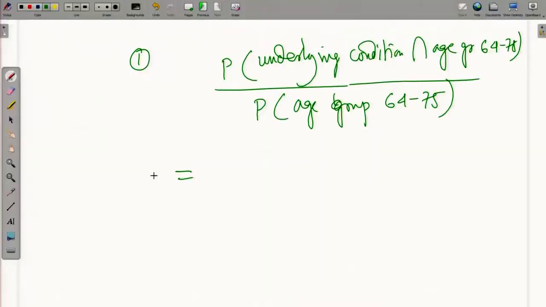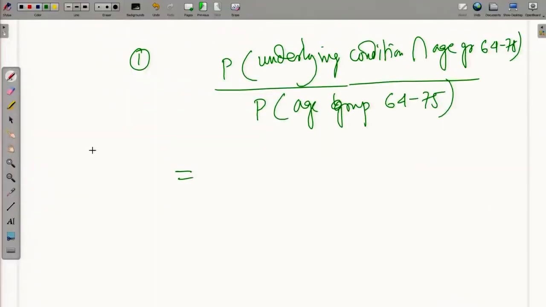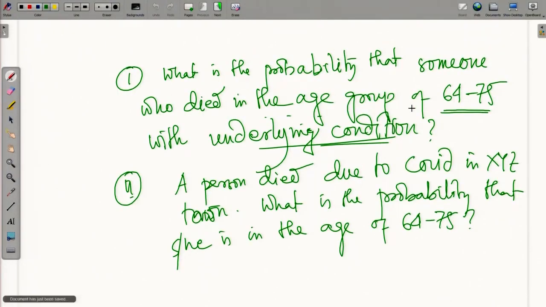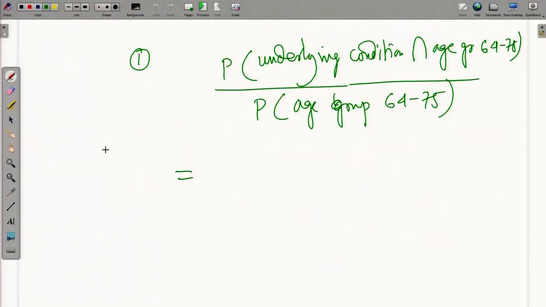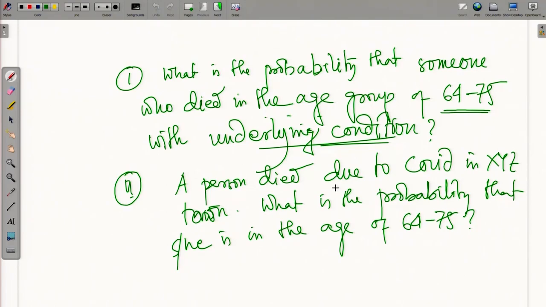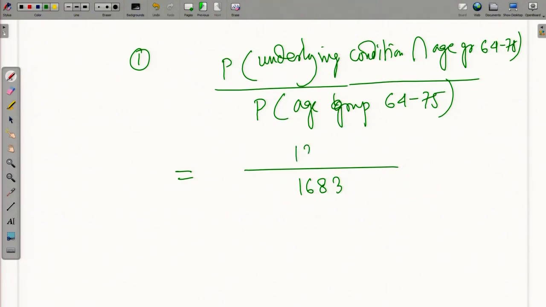no sorry, just a second, what is the question again? What is the age group? Okay, yeah. So, died in the age group of 64 to 75, that means the total number is 1683, and underlying condition would be 1272. So I just have to get the ratios. Essentially, we have to understand this concept of how I am intersecting the different conditions, right. So that is my question number 1.